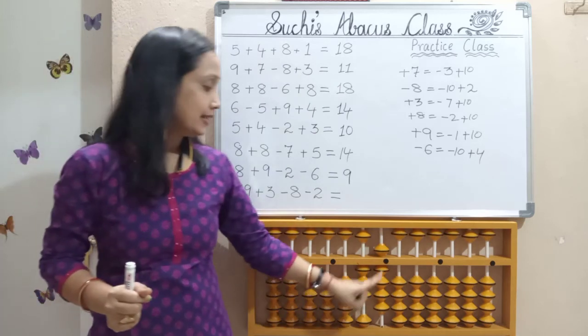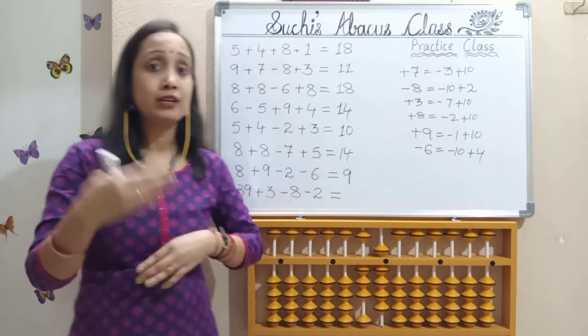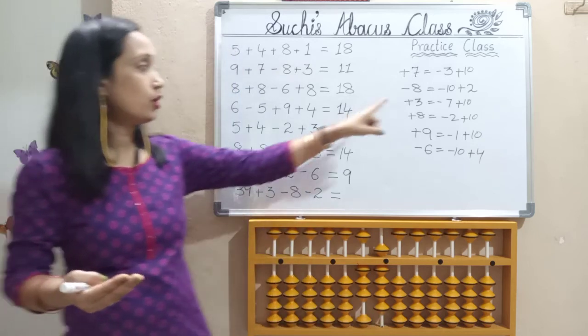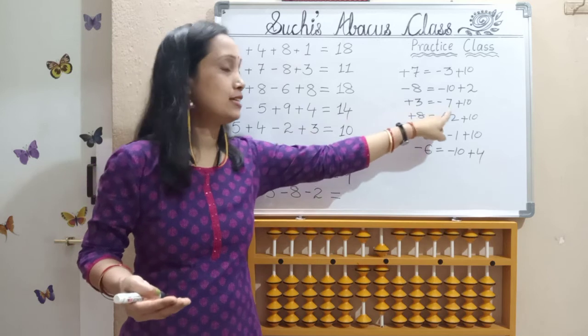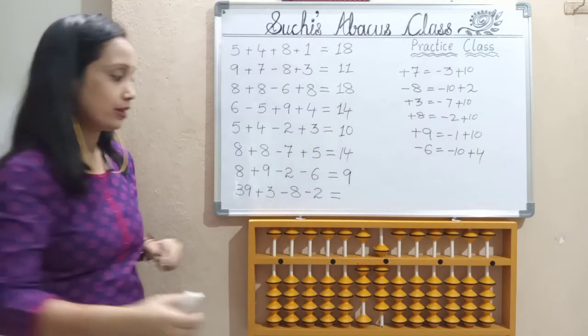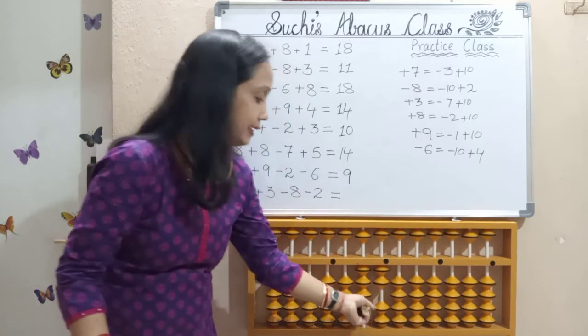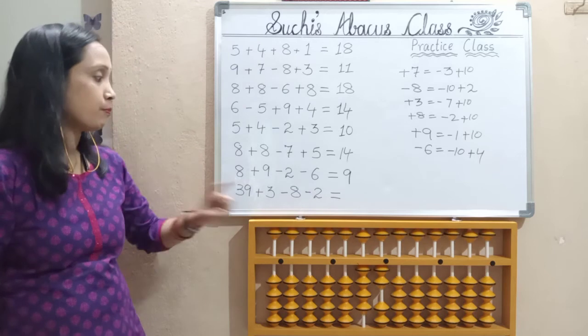Next, add 3. 3 I need in 1's place. But I don't have any slipping bits to use. So, already I gave that formula. 3 is equals to less 7 and 10. As 3's friend is 7. So in 1's place I should move this 7 up, and in 10's place I should move 10 up.